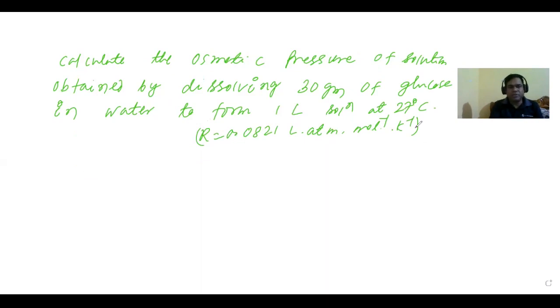Calculate the osmotic pressure of solution obtained by dissolving 30 grams of glucose in water to form 1 liter solution at 27 degrees Celsius. R is given. Okay, here weight of glucose is 30 grams. Weight of glucose, it is WA, weight of solute. WA equal to 30 grams.